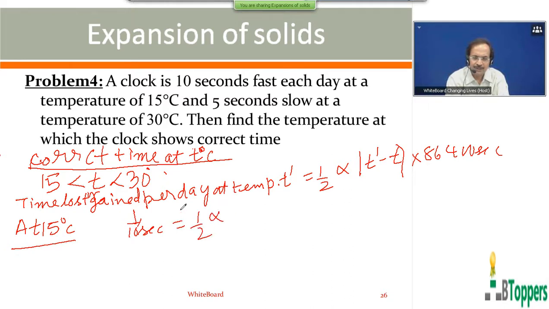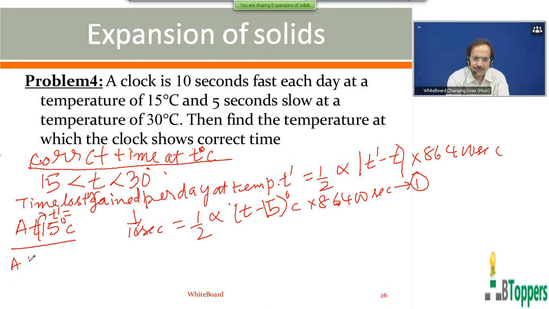So 15 degrees centigrade is less than t degrees centigrade. Therefore, mod of T dash minus T you can write. That means the temperature T dash is equal to 15 degrees centigrade. You can write 10 equals half alpha into t minus 15 degrees centigrade into 86,400 seconds. Call it equation 1.